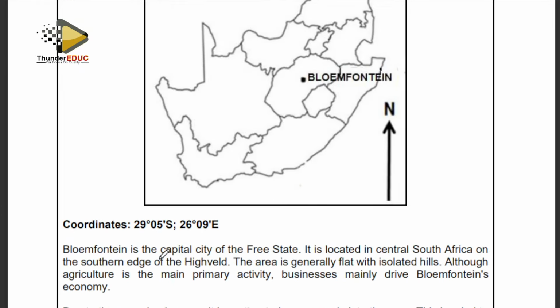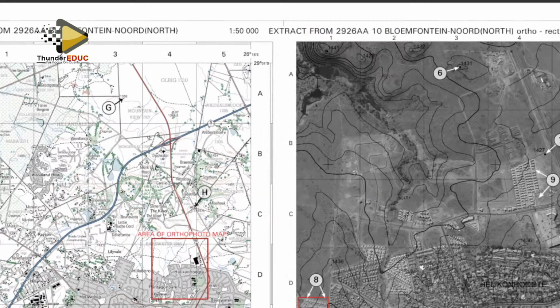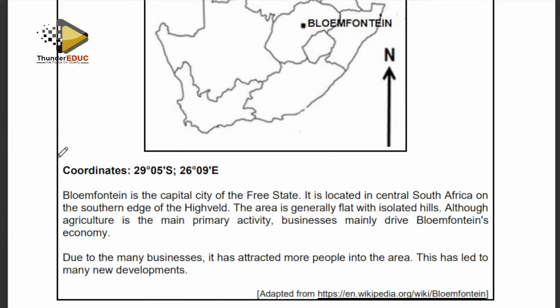Free State. Bloemfontein, please don't go to the questions before you read this information here. Okay? Let us read the information that we need. Bloemfontein is the capital city of Free State.